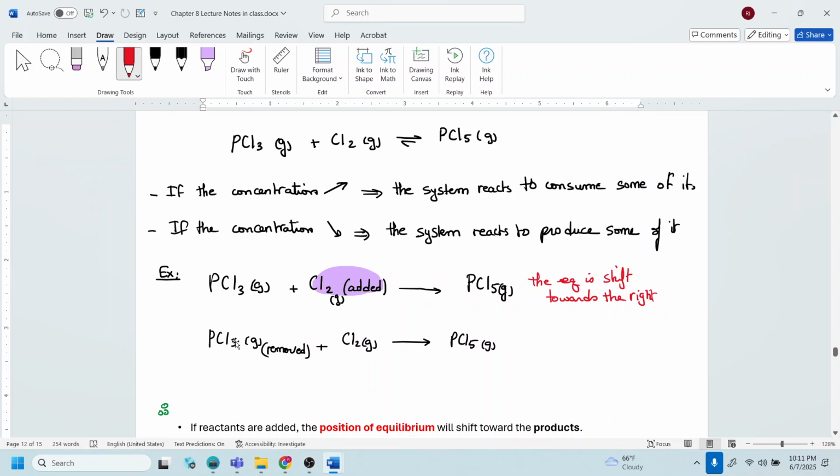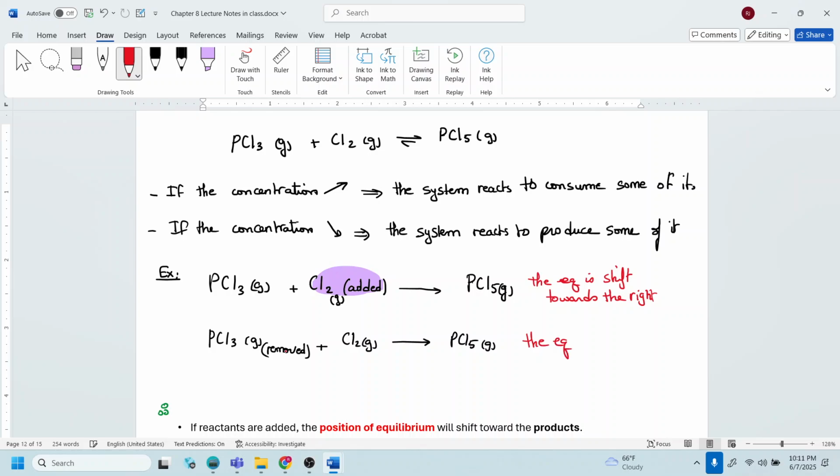Okay, let's have another example. PCl3, I'm removing it. Put your hands together again. PCl3 is in the reactants, right? So if I'm removing it, then my left hand, I'm just going to lower it because I am decreasing the concentration of the reactants. So my equilibrium is going to go to the other side, the opposite side. So it's going to go towards the left. The equilibrium here is going to shift towards the left.